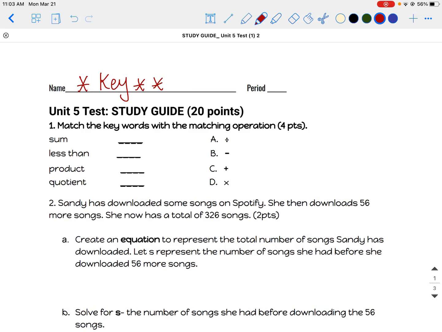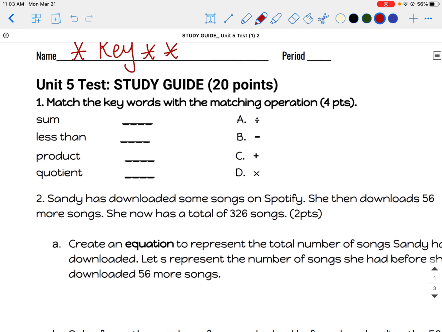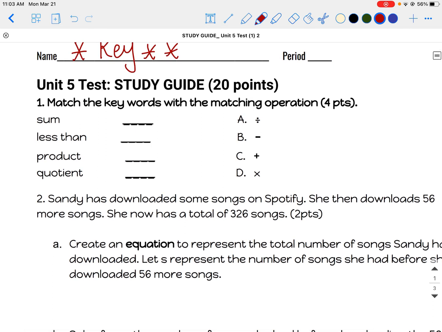Let's go through our unit test study guide. So first of all, number 1, we're just matching keywords with the matching operations. So we have to know this vocab.